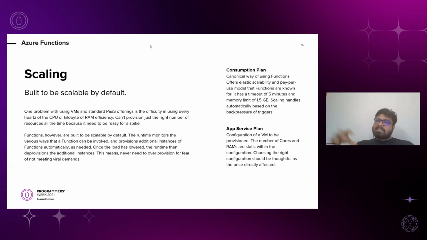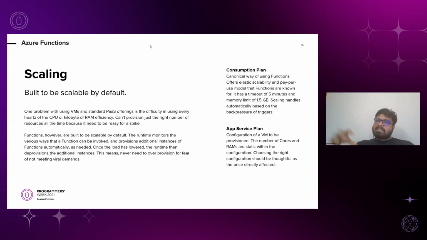The runtime always monitors the rate at which the function is invoked, and it will provision additional instances of the function automatically as needed. Once the peak time is over and the load has lowered, the runtime deprovisions the additional instances. This means you never need to over-provision or fear not meeting the requirements, because it happens automatically. We don't have to worry.